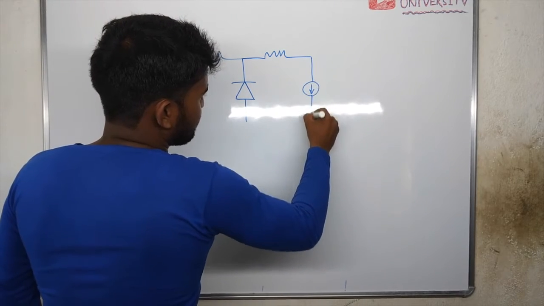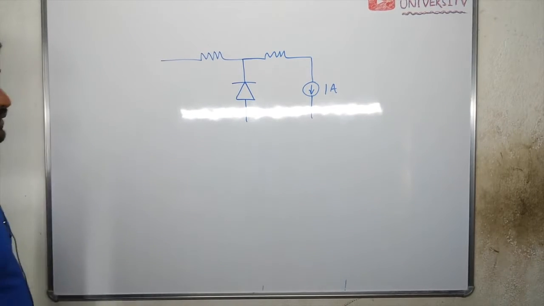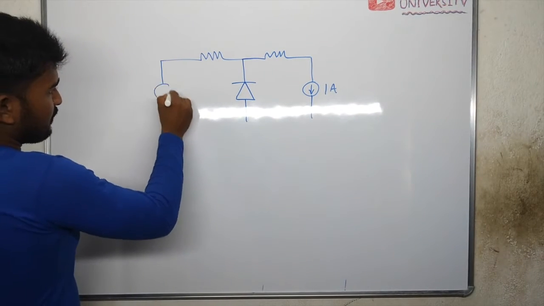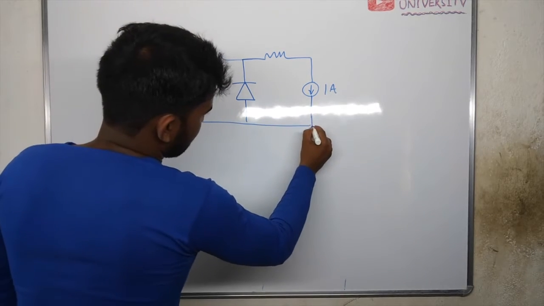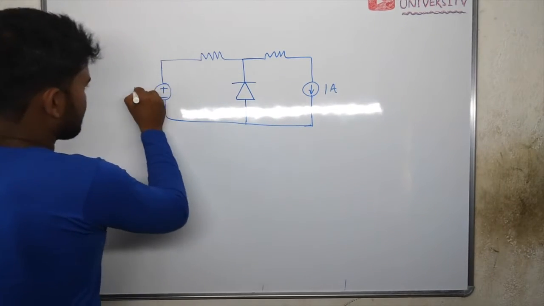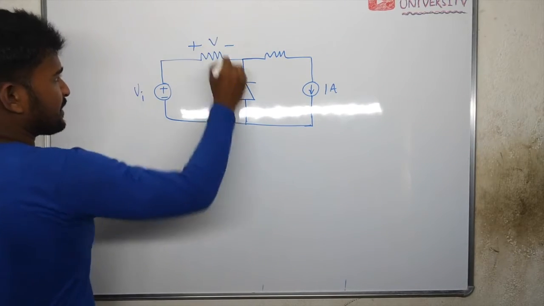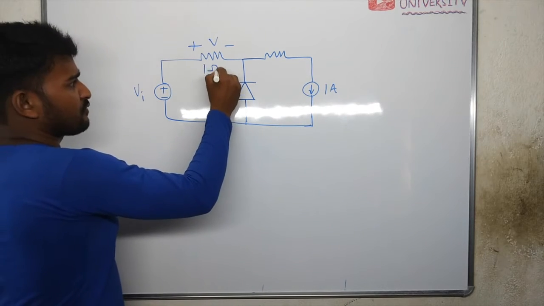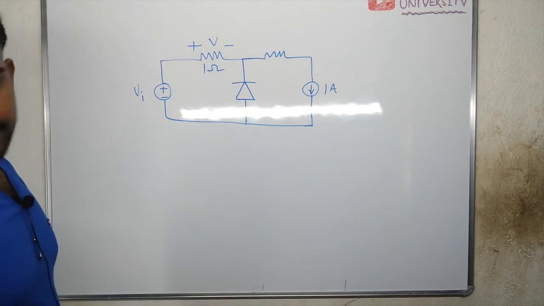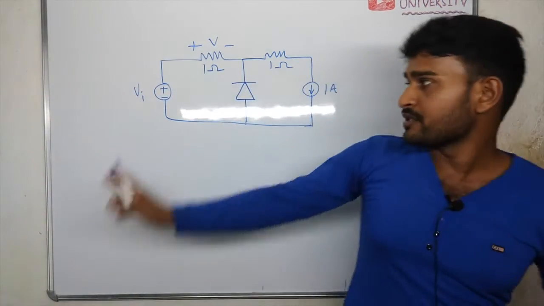A 1 ampere current source is connected like this, and this is your Vi and this is B. It is asked to find out this V value, and this resistance value is 1 ohm. This resistance value is also 1 ohm. It is asked to find out what is the value of B.